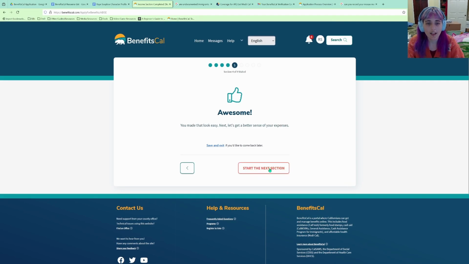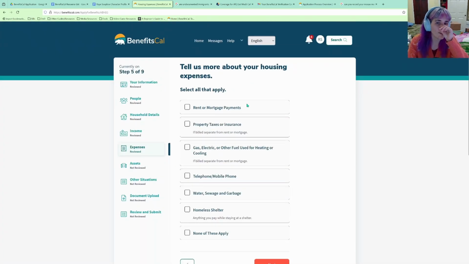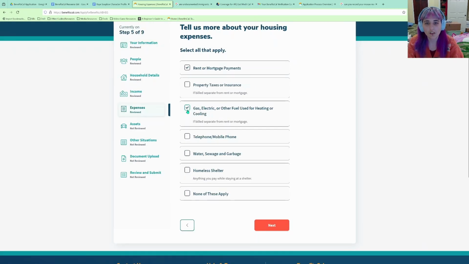Okay, next we're going on to section 5. Tell us more about your housing expenses. So you would select all that apply. So we're going to put rent. Honestly, I haven't helped people with property taxes before, but if you have that, include it. Utilities, telephone bill. Actually, we'll include rent and one utility to show you what it looks like. I guess we'll include a telephone bill too.